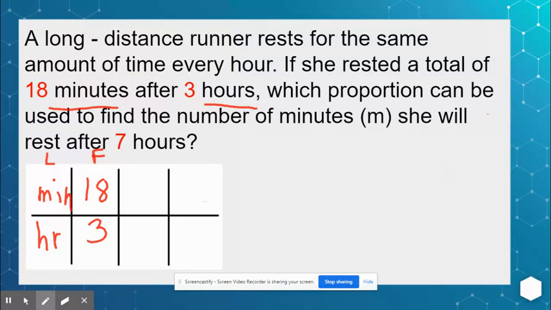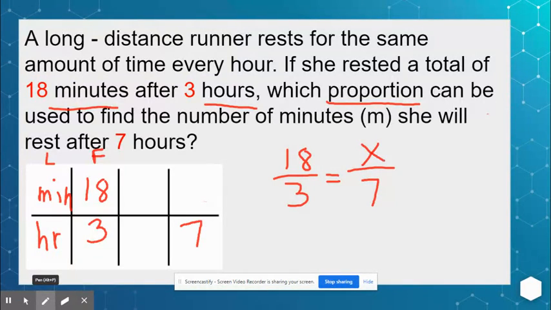Which proportion can be used to find the number of minutes she will rest after 7 hours? So I'll give you time to think about that. All right, this question is asking which proportion. So it's not asking you to solve it. It's asking for which proportion can be used to find the number of minutes. So we've already got it right here. This is the proportion. And on your test that you'll be taking soon, it's going to look like this, and then it'll have an X on top or something like that, or a question mark for the answer you're trying to get. So we would use that proportion to get the answer. On this one, it is not asking you to solve it.